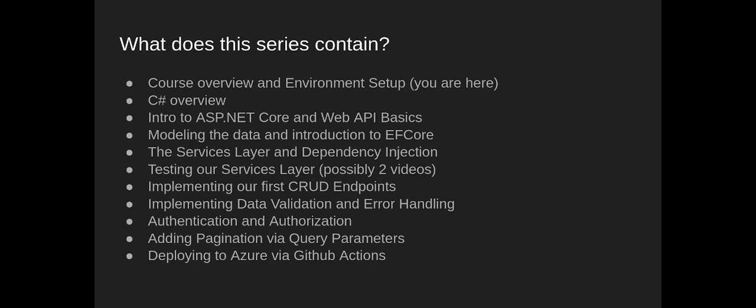We're going to be adding pagination via query parameters. So as our microblogging API gains popularity, it's going to have thousands or millions of posts. And we're going to make sure that we don't return all of them when somebody asks for a list of posts, because that's going to be very resource intensive once we have a lot of posts. So we're going to be limiting them to a maximum of 100 posts coming back. And then finally, we're going to be deploying our app to Azure via GitHub Actions.